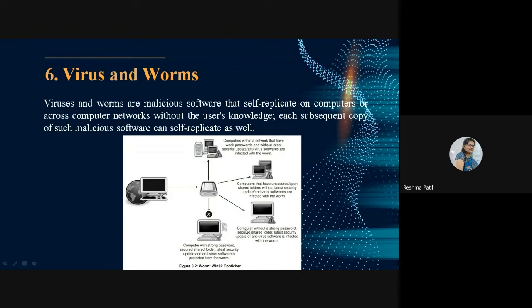Third case is a computer without a strong password. A password is there, but it is not strong. Then the shared folder is secure now. No problem. Latest security updates and antivirus software are also there. Still, it is getting infected because of the weak password. You have no strong password for your computer. So this could be a reason you get infected by worms. These are the various reasons why you are going to be infected by the worm.